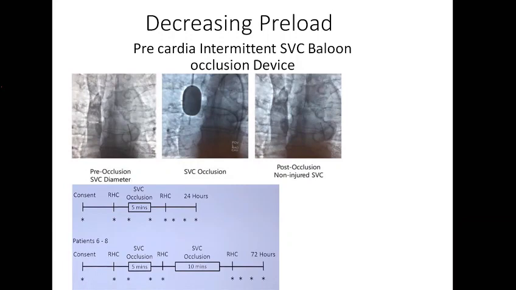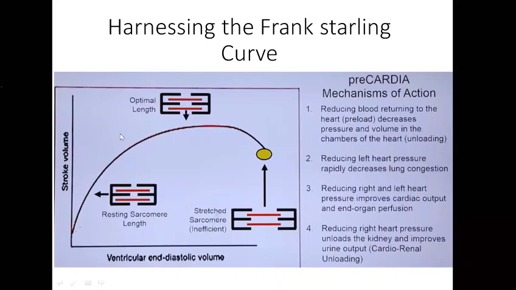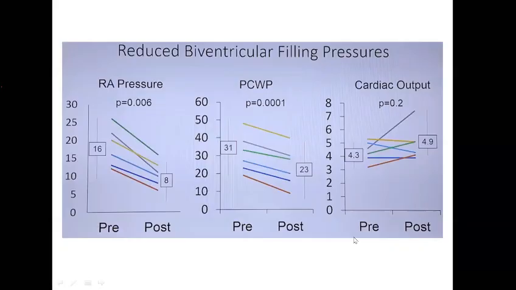And what it does is it actually harnesses the Frank-Starling curve, as you can see. What was here, which means it was on the downslope, beyond the proper ratcheting, it brings back to a position where the actin myosin elements can ratchet and then produce proper contraction. So these simple devices which use the simple hemodynamics that we need to know can make a huge difference. For example, in this Precardia device, by reducing the preload, they have not only increased the cardiac output, but also improved diuresis drastically. As you can see here, it decreases the right atrial pressure, decreases the wedge pressure, and increases the cardiac output.